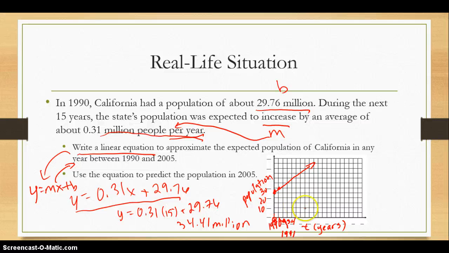So I could show that on the graph if I went to 15. This is 5, 6, 7, 8, 9, 10, 11, 12, 13, 14, 15. So this is 2005 right here. Now my line probably increases too fast, because if it's 34 million, it's going to be a little bit more on a steady path like this. That's even a little too high too, but I think you get the point.